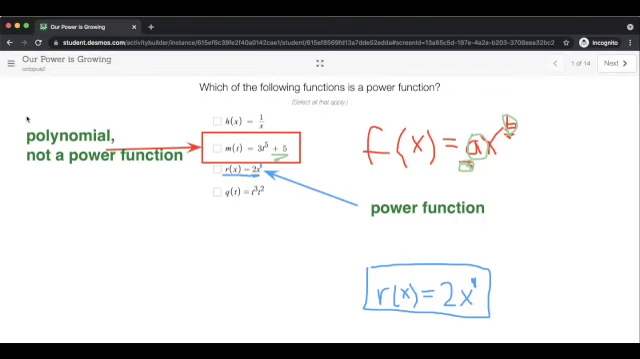Any thoughts, questions, or comments on that of just matching up the formulas? For m of t, even though it's a polynomial, not a power function, can you still use the power rule to find the derivative? Yeah, so that's an excellent point. So if you said f of x equals x squared, that matches the form of a power function and a polynomial, because it matches the form a times x to the b.